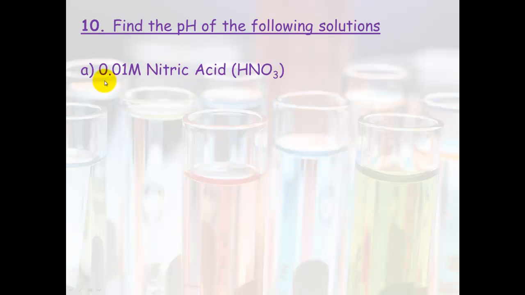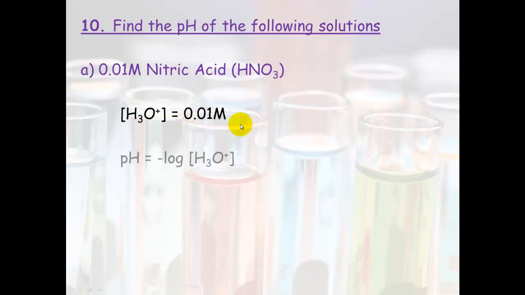So question 10 was find the pH of a 0.01 molar nitric acid solution. So it's simply a case of this is the same concentration. It's a monoprotic acid, so there's only one hydrogen ion. So the hydronium concentration will be equal to the concentration of the nitric acid. Plug it into this formula, and if you put this in your calculator, you'll get a pH equals 2.0.